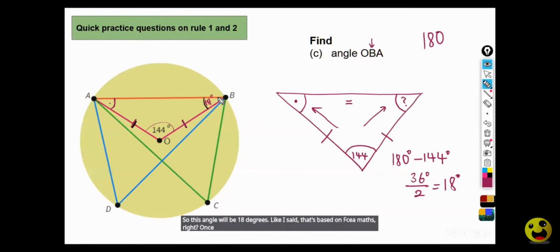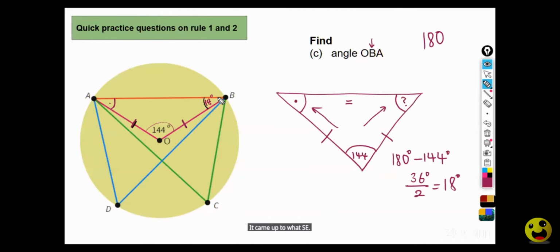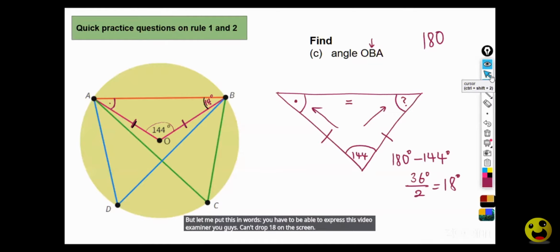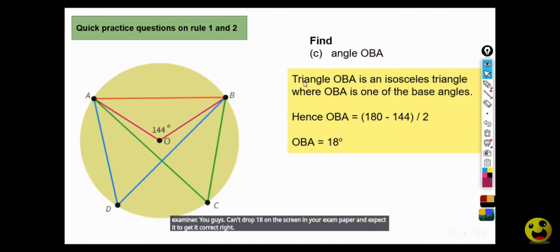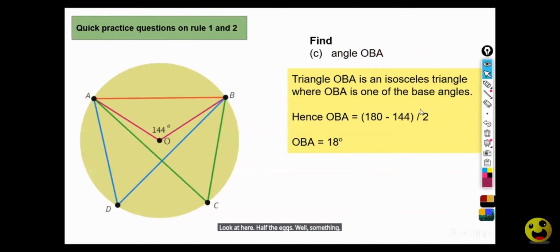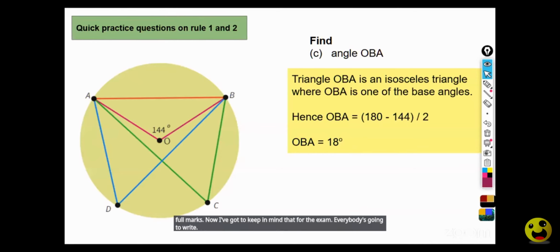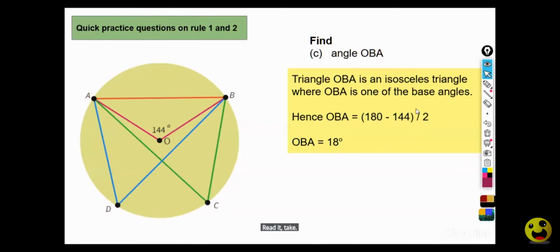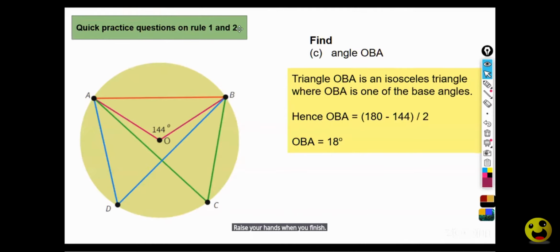So this question really, the third part, had nothing to do with rule 1 or rule 2. It came back to SEA maths, right? But let me put this in words. You have to be able to express this for the examiner. You can't just drop 18 on your exam paper and expect to get it correct, right? Look here, I have something very similar to what to say to get full marks. Now, keep in mind that for the exam, everybody is going to write these things slightly differently, but once you convey the same message, you're going to get the full marks. Read it, take it down, raise your hands when you finish, and we have a few things to discuss.